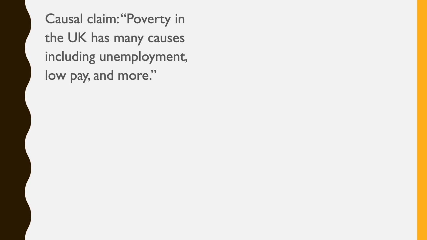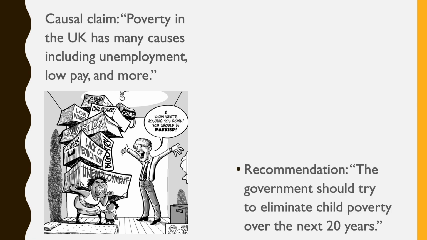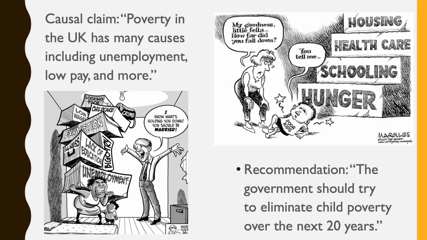Additionally, a causal claim is poverty in the UK has many causes, including unemployment, low pay, and more. So here, we can see that unemployment and low pay are causes of poverty. People also can give a recommendation such as the government should try to eliminate child poverty over the next 20 years. Consequently, it is important to be able to recognize what kind of claim is being made, since such different kinds of claim have to be evaluated in contrasting ways.